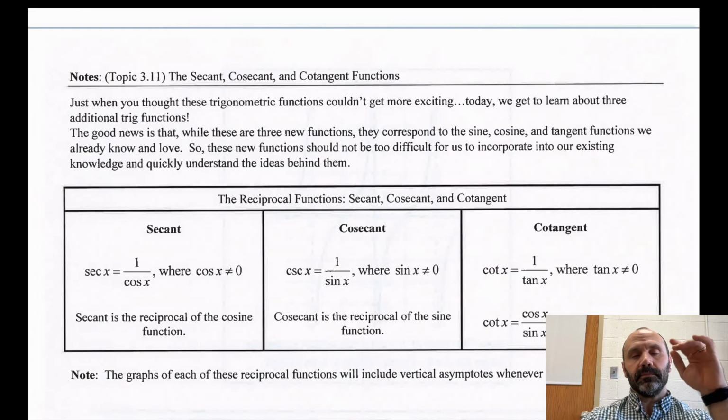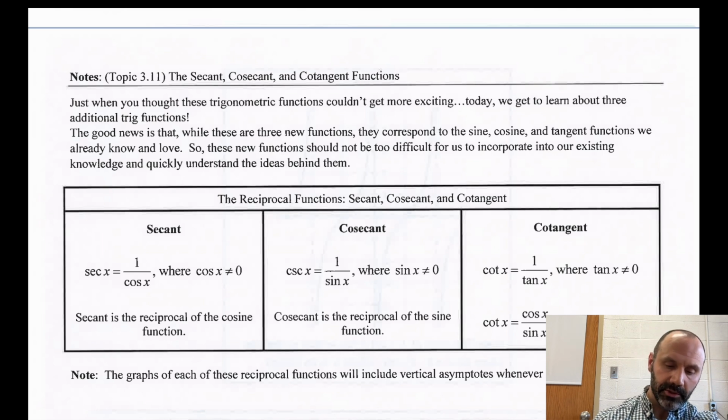Hello, friends. Welcome to lesson 311, where we're going to be learning about another set of trigonometric functions, but they're related to sine, cosine, and tangent. So they're not really totally new. They are based on sine, cosine, and tangent, similar to the way the inverse functions were. These, though, instead of being inverse functions, are what we call reciprocal functions.